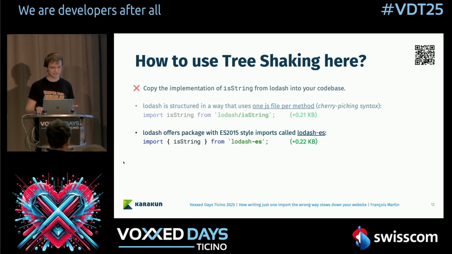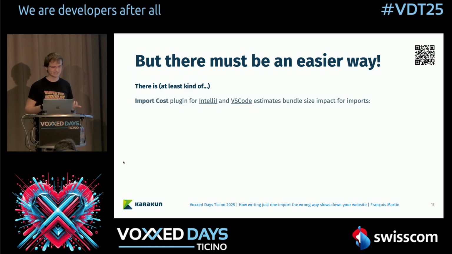Then there's a different way you can do it, which is you can use a package which is called Lodash-ES, which essentially is the same as Lodash, but it includes all of the ES 2015 exports. And this way you can use it just the way that you're used to with ES 2015 imports. Now you must be thinking, there must be an easier way. Do I really have to check every dependency and look at their code to see what kind of exports they use so that I know how to import it properly? Well, there is actually an easier way.